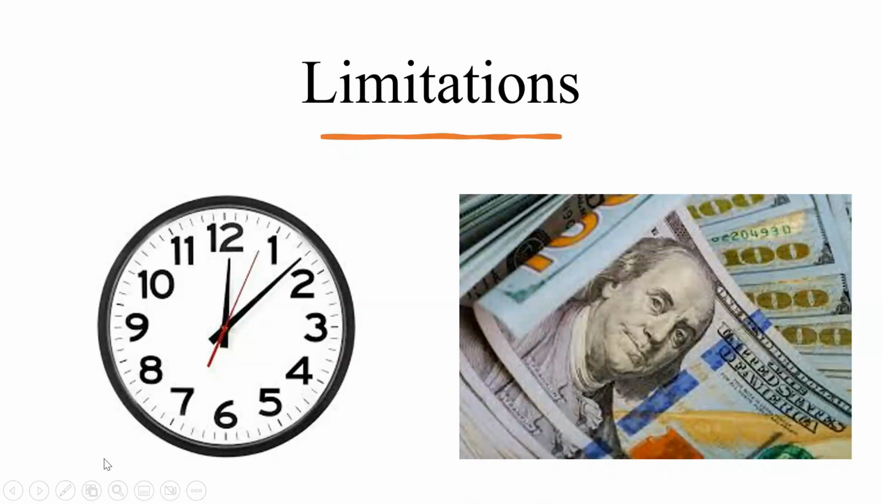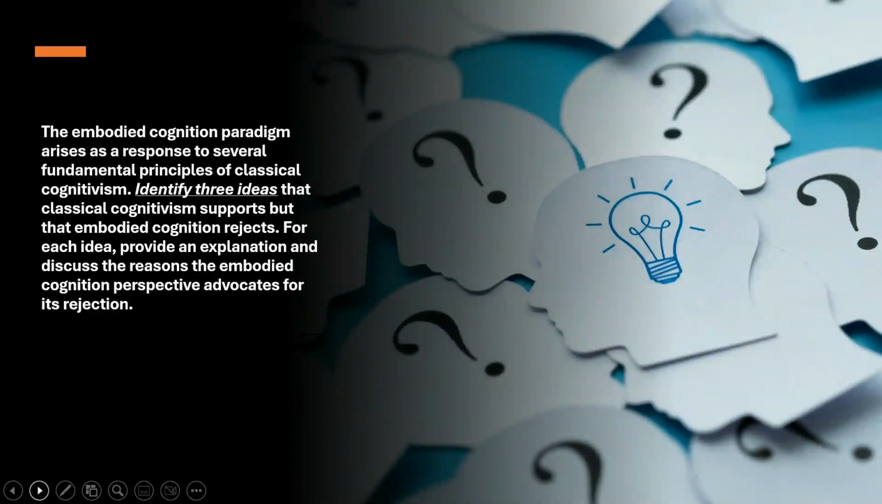Now, the next question that we have is the embodied cognition paradigm arises as a response to several fundamental principles of classical cognitivism. Identify 3 ideas that classic cognitivism supports but that embodied cognition rejects. For each of these ideas, provide an explanation and discuss the reason the embodied cognition perspective advocates for its rejection.